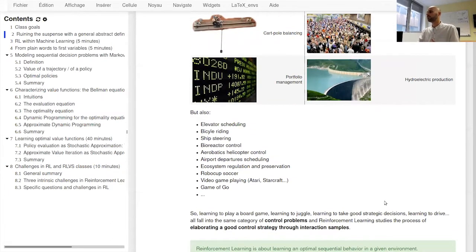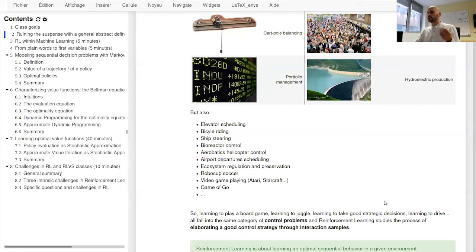But you have some examples that are way more famous, like elevator scheduling via reinforcement learning, bicycle riding, ship steering, bioreactor control, aerobatics helicopter control, airports departure scheduling, ecosystem regulation and preservation, RoboCup soccer, video game playing, I'm sure you've heard about, at least playing Atari with reinforcement learning. And obviously, probably the most well-known of all, learning to play board games, and especially learning to play Go.